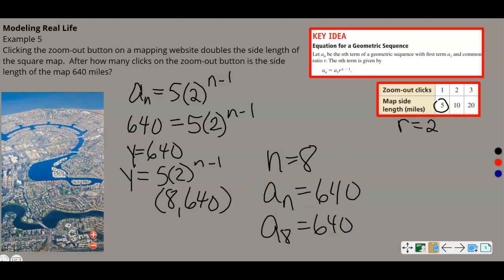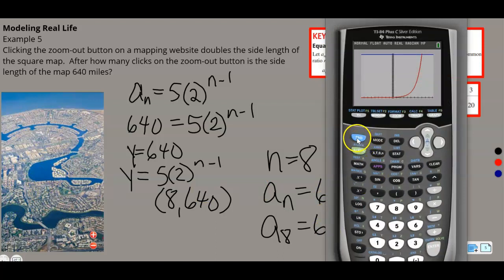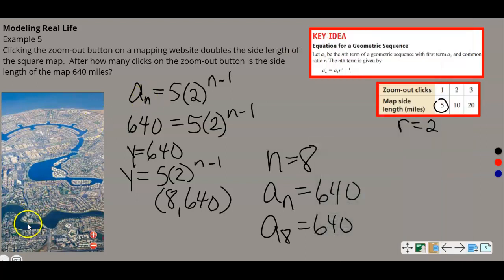Another quick way to check that, you can go back to your calculator and look at your table of values. So if you go to your table of values, come down to 8, and you can see that both y1 is 640 and y2 is 640. So you know that they intersect at that point, which would mean that is your solution. All right, that's all for example 5. If you have any questions, please let me know.